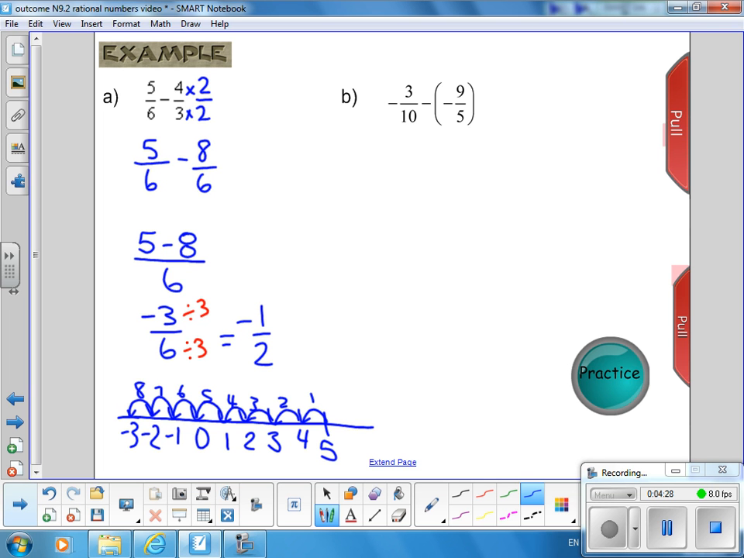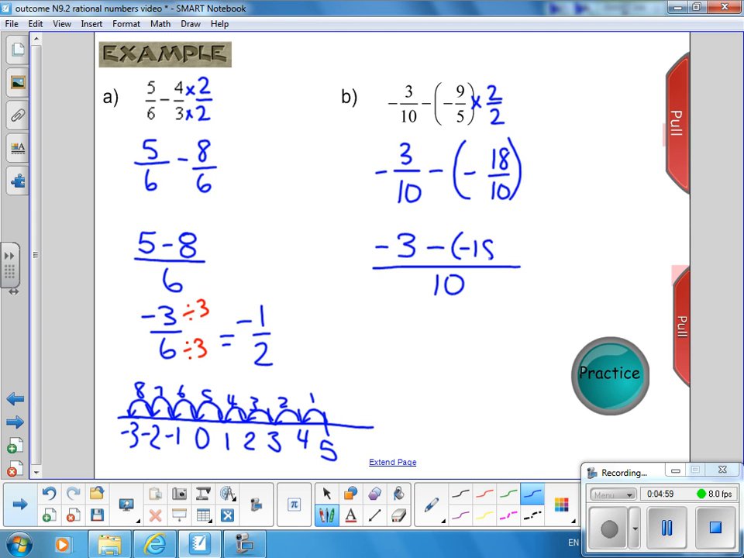So let's look at the second example. Negative 3/10 subtract negative 9/5. Again, we need to find a common denominator, and the lowest common denominator is going to be 10. So we multiply the second fraction by 2 over 2, and we'll have negative 3/10 subtract negative 18/10. Just as before, our denominator stays the same. So now we are dealing with integer subtraction. We have negative 3 subtract negative 18.